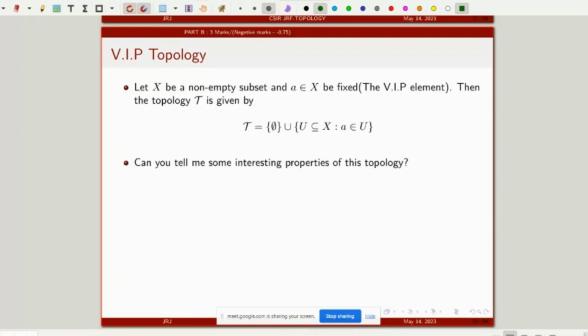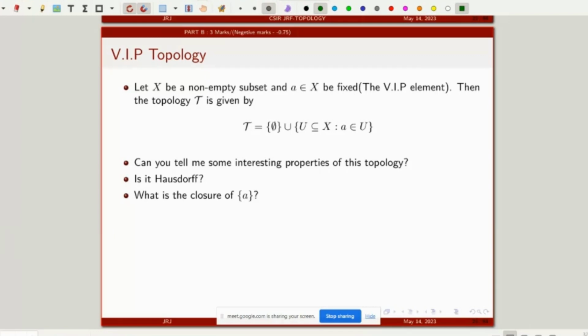So what are some properties of this topology? Can you tell some properties? Will it be Hausdorff? Every open set actually contains this element A. So we cannot distinguish elements. We cannot separate points. So it cannot be Hausdorff. Okay, so this is not a Hausdorff space.